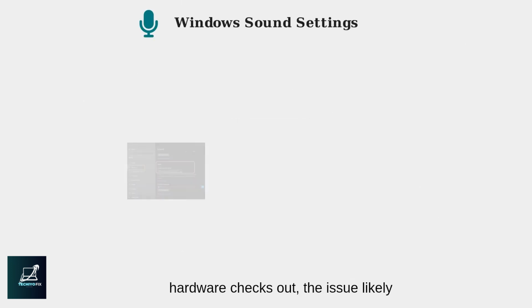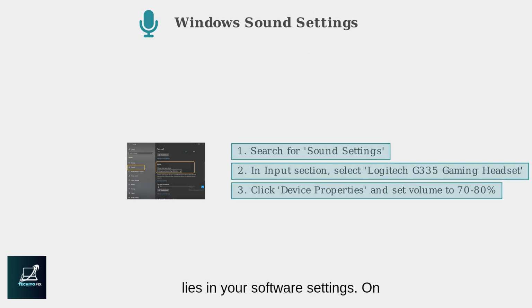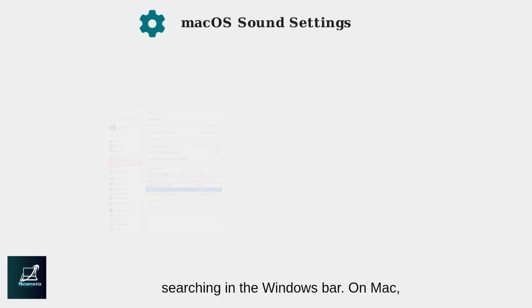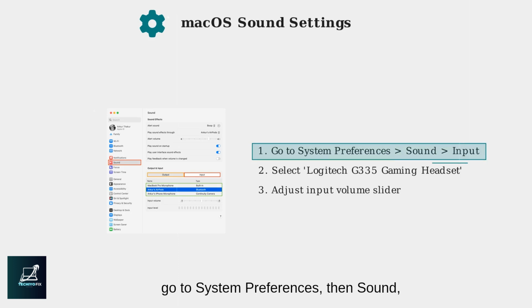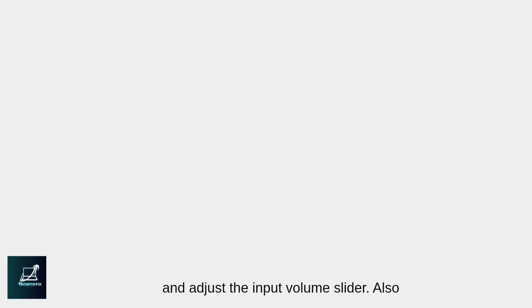If the hardware checks out, the issue likely lies in your software settings. On Windows, go to Sound Settings by searching in the Windows bar. On macOS, go to System Preferences, then Sound, then Input tab. Select your G335 headset and adjust the input volume slider.